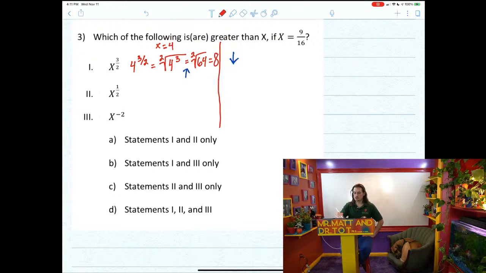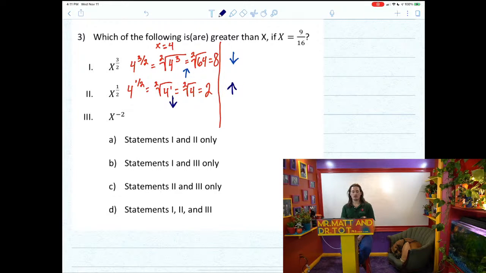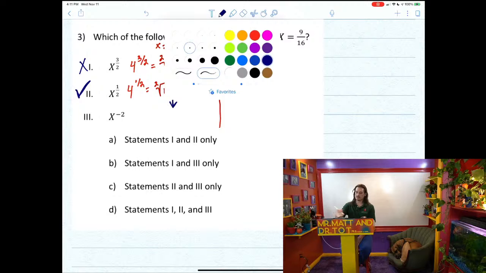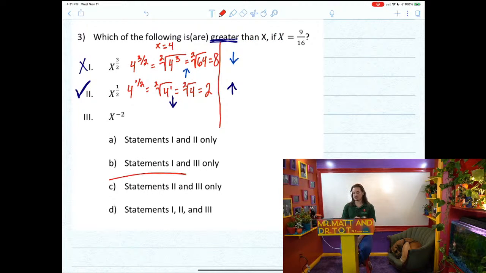Statement 2, 4 to the 1/2 power, is equal to the square root of 4 to the 1st power, which is the same thing as just the square root of 4, which would evaluate into 2. To go from 4 to 2 is overall a decrease, so if the number were in between 0 and 1, that would result in an overall increase. And if we're looking for values that are greater, statement 1 would not be true, statement 2 would be true so far. And looking at our answer selections, that means that C has to be the answer because that's the only one that contains 2 but doesn't contain 1.